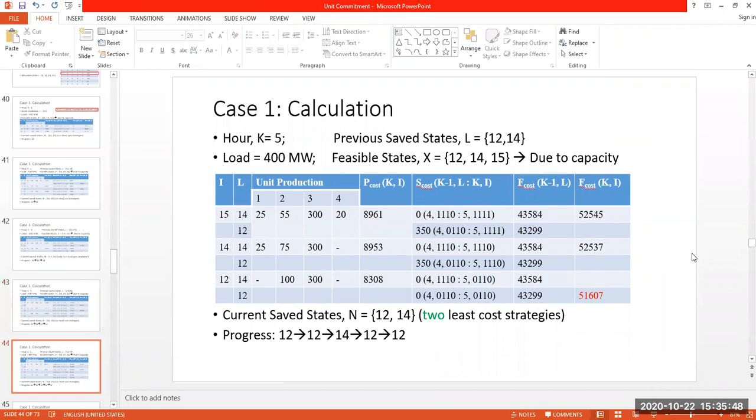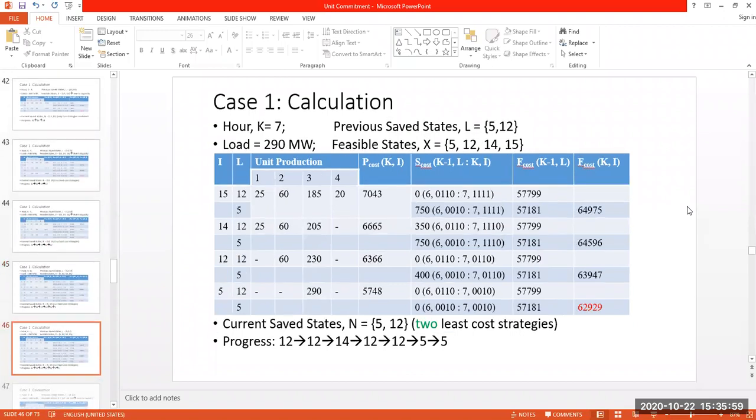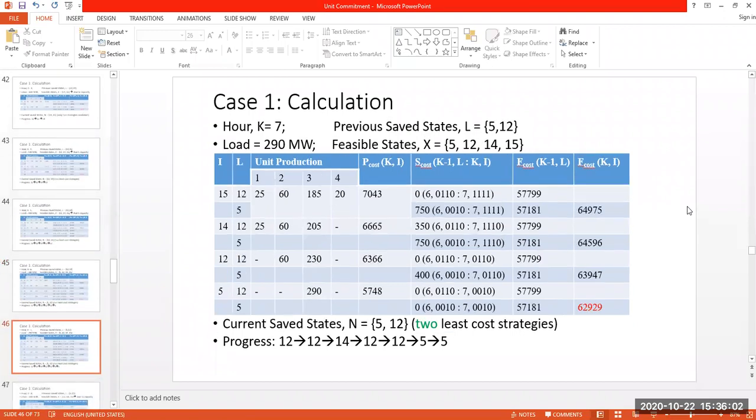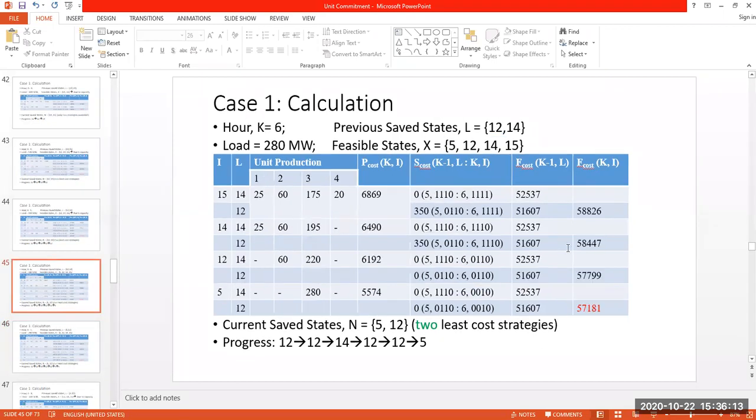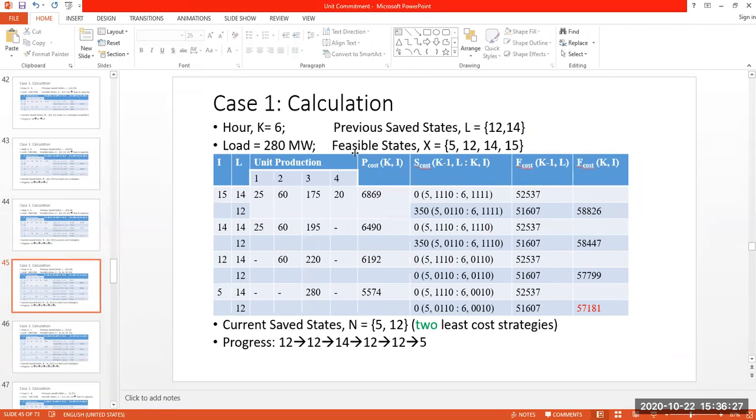And if I continue like this, the load is actually reducing further. So if I go on with hour 5, hour 6, hour 7, I'm not going through the detail. Please go through the detail of this calculation. Now, starting from hour number 6, state 5 is also included as one of the feasible states because the demand is such that state 5 can also satisfy this demand. That's why it is included as part of the feasible states.